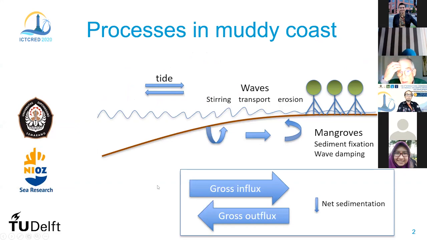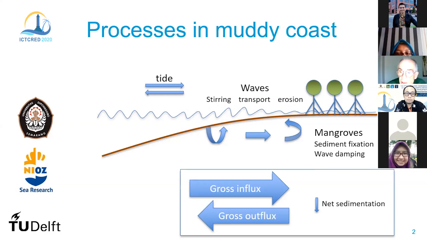When we started this project, we had this very general conceptual idea that along a coastal area, this is a transect through the coast where there is a mangrove forest. The mangroves play an important role in stabilizing the coast. You have physical processes like the tide and the waves that stir up and transport sediment, but that can also be responsible for erosion, and the mangrove forest will have an effect on the waves by damping them. It will have an effect on the sediment by fixing it. And together, this may lead to a net sedimentation and a stabilization of the coastal position.